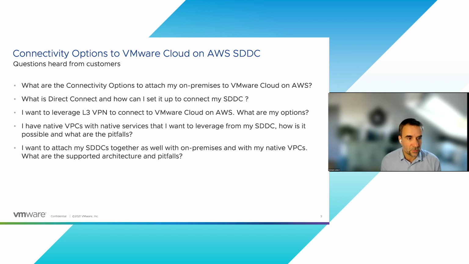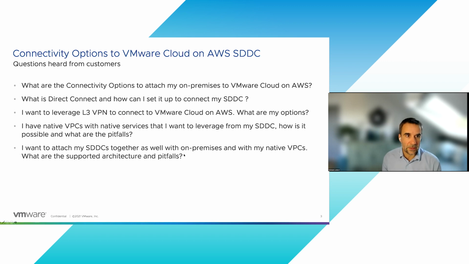The next one would be, I have a native VPC with native services, and I want to leverage those services for my SDDC. How is it possible to do that? What are the pitfalls? What are the best practices? And to finish, we're going to be talking about attaching multiple SDDCs together. What is the capability we have with VMC on AWS, as well as attaching those SDDCs together with on-premises and with native VPCs? So what are the supported architectures, as well as the pitfalls?